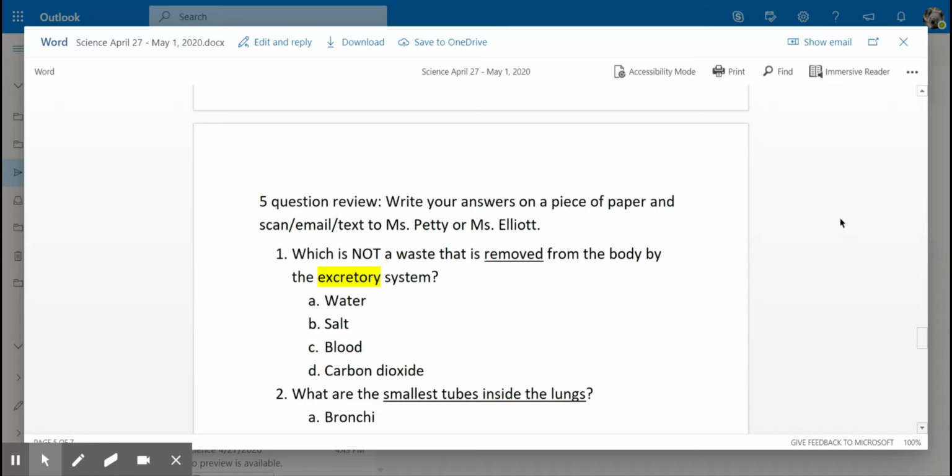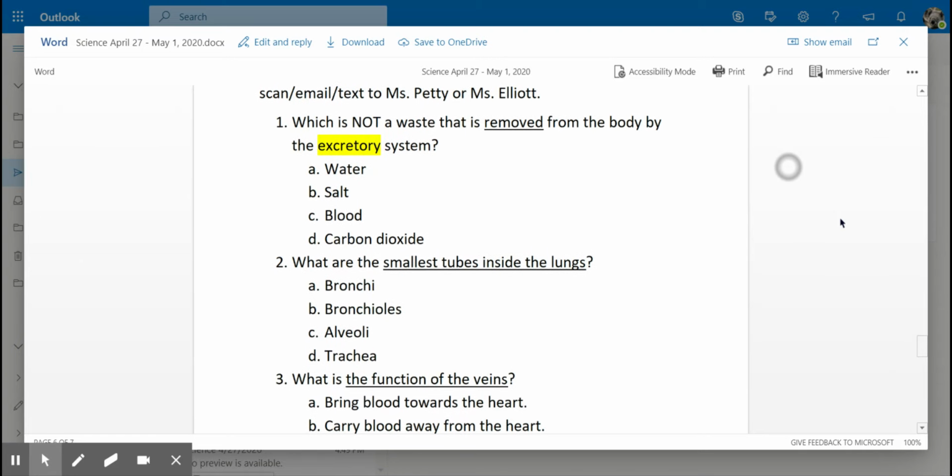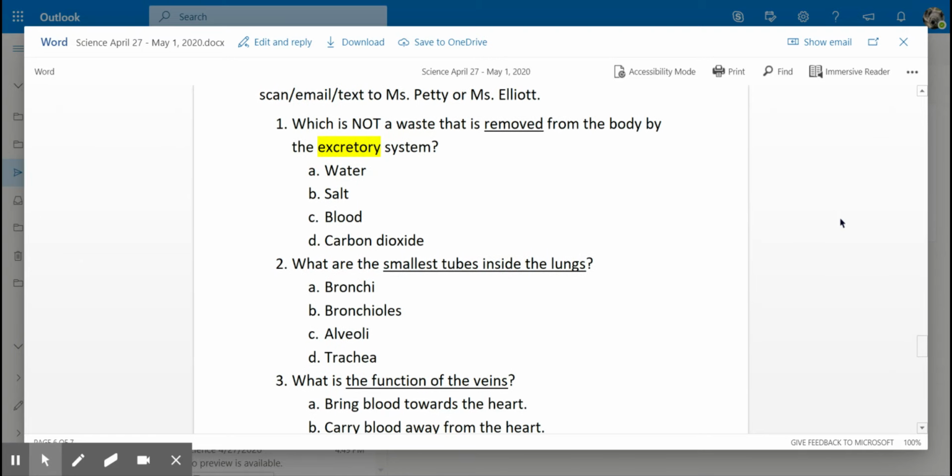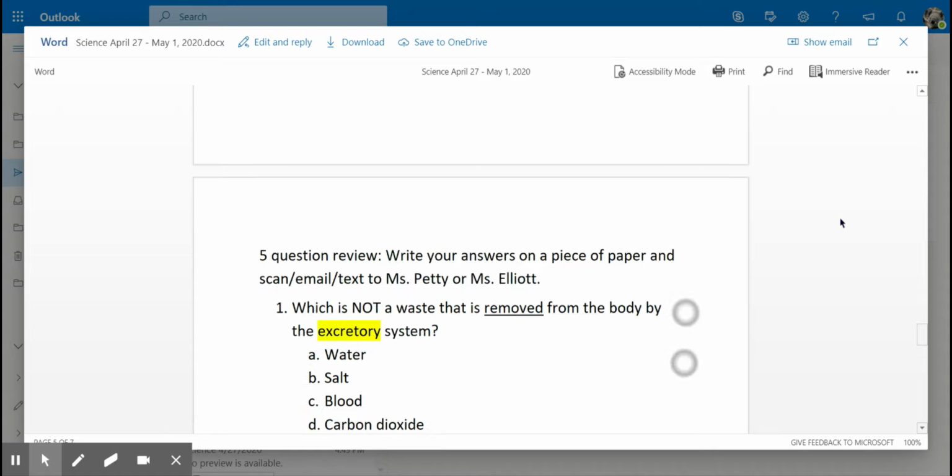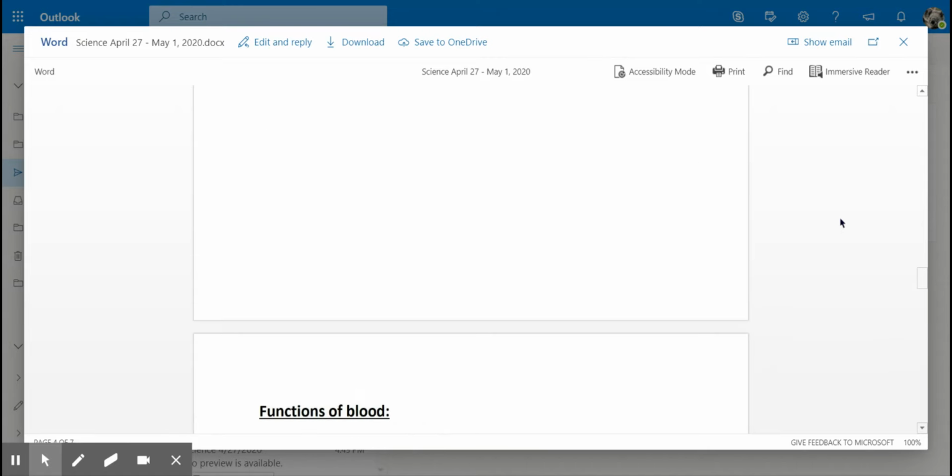Let's look at number 2. What are the smallest tubes inside the lung? We have the bronchi, the bronchioles, the alveoli, and the trachea. We're looking for the smallest tubes, so we're going to have to go back up to the respiratory system. Let's go back up to the respiratory system.